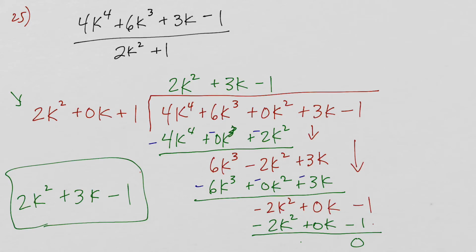Do not try to synthetically divide when you're dividing by a trinomial. There's a method of doing it. It's longer than the long division. It's very difficult. It's not worth it. So we'll always long divide when we're dividing by a trinomial. And this one didn't look like we were dividing by a trinomial at first, but we know we are once we put in that 0k.